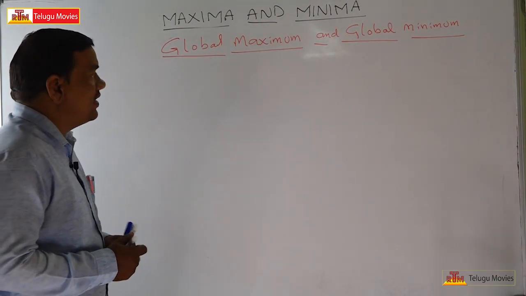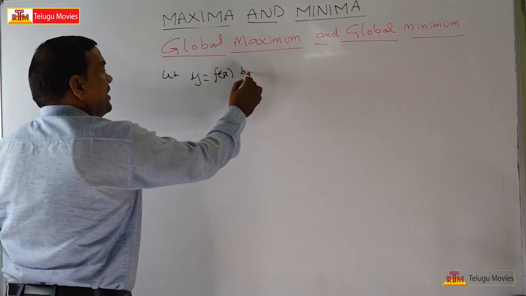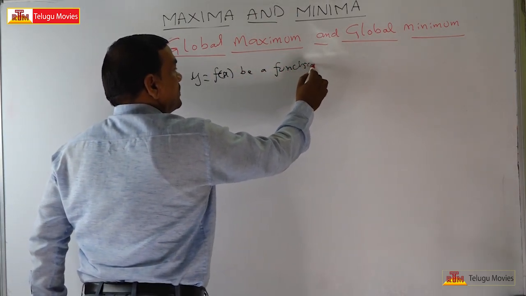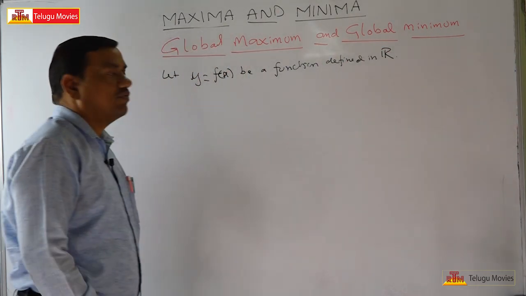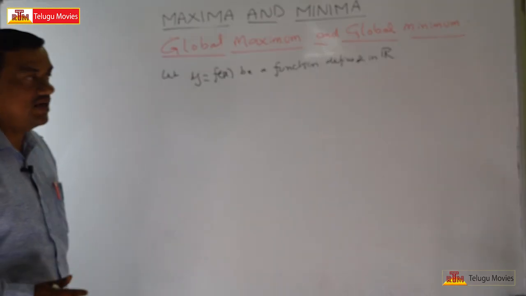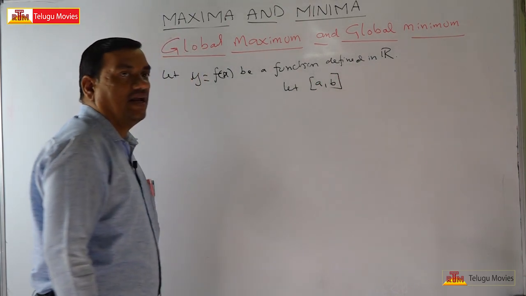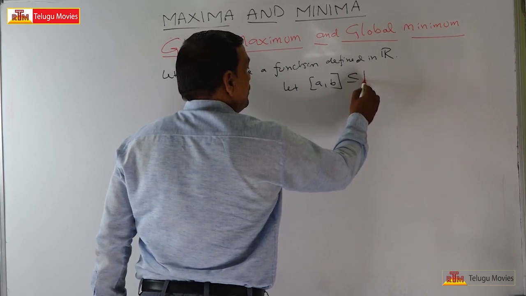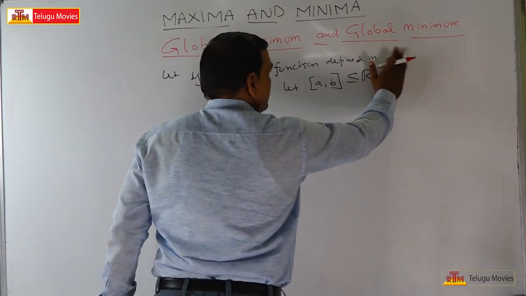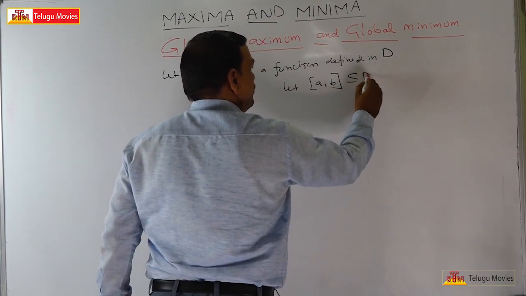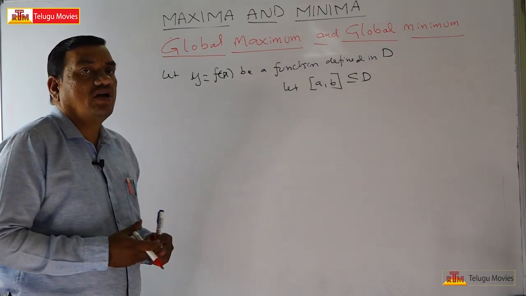Let y is equal to f of x be a function defined in the set of real numbers. Let there be a closed interval [a, b], a subset of the set of real numbers. Otherwise you can define a domain D. We can call it the set of real numbers, no problem. So here [a, b] is an interval which is a subset of D.